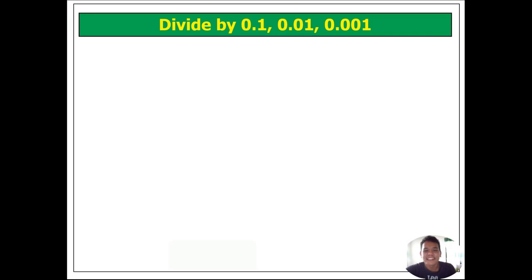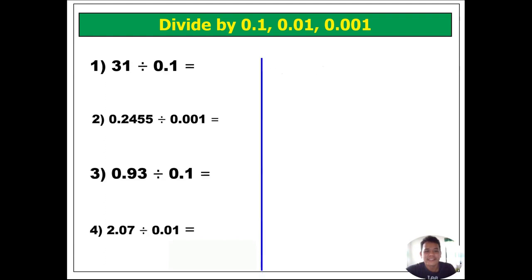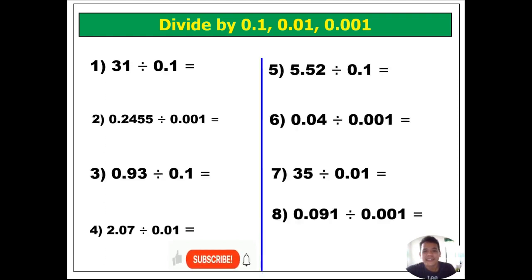And let's try this one out. Kindly get a piece of paper and your pen. Divide this mentally. There are 8 items. I will give you enough time.